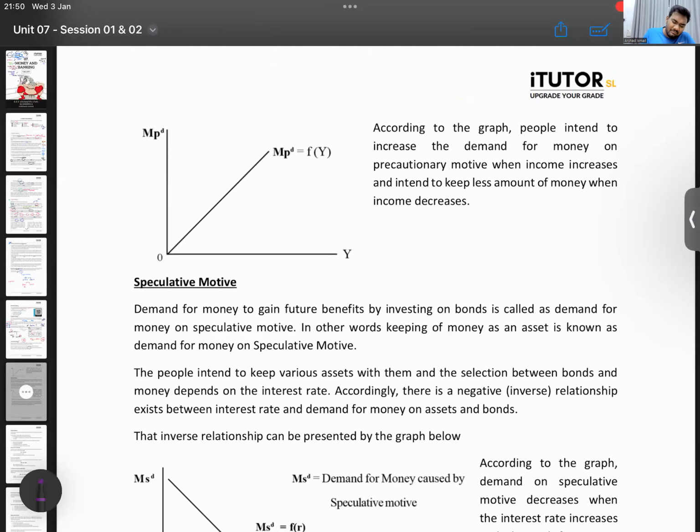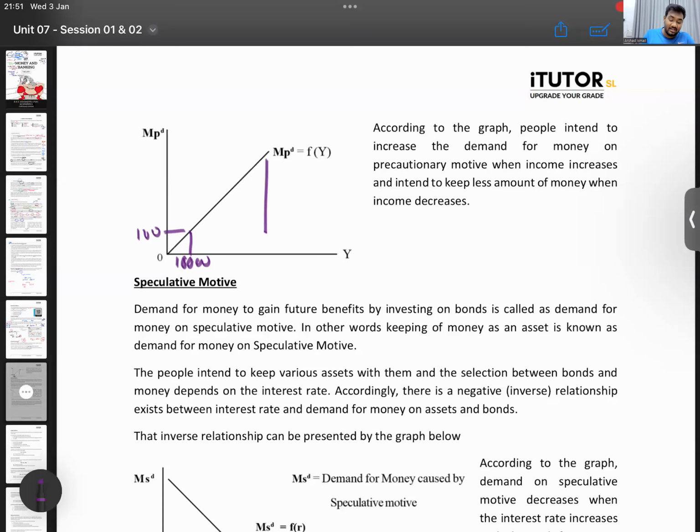A very poor family earning only 10,000 a month, sometimes they might not even have money for precaution. What precaution? They don't even have money to buy their normal goods. You don't even have money to buy your normal goods. What money for precaution? So if you're earning 10,000 a month, you might have, let's say, 100 rupees for precaution.